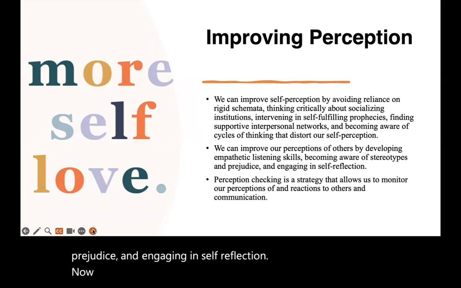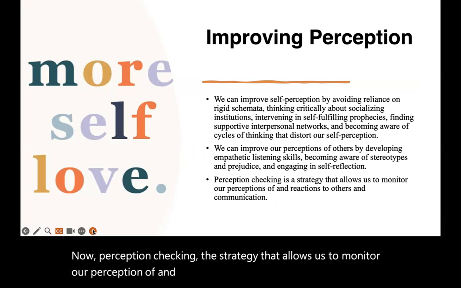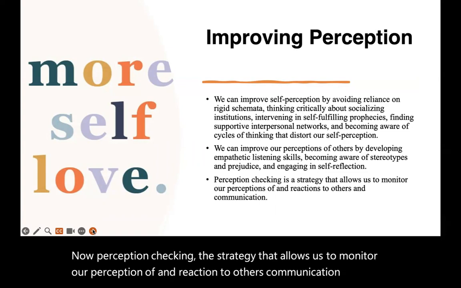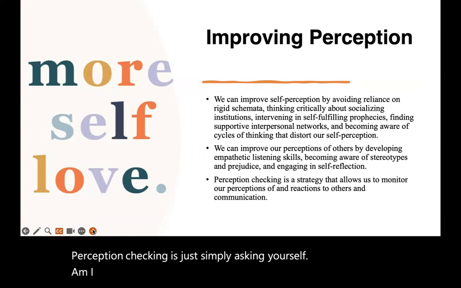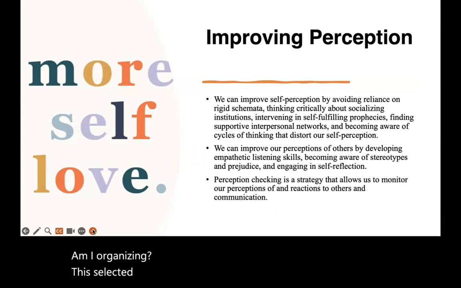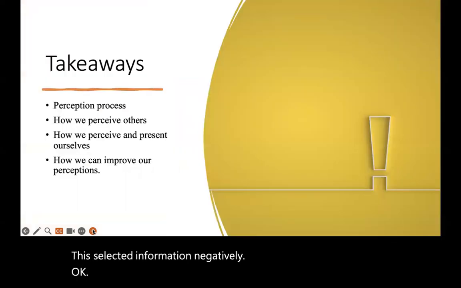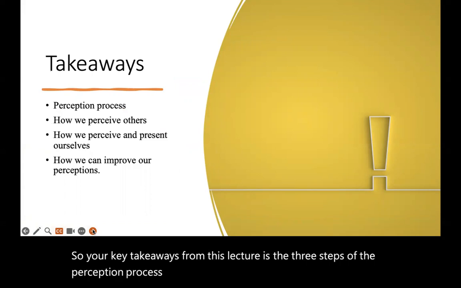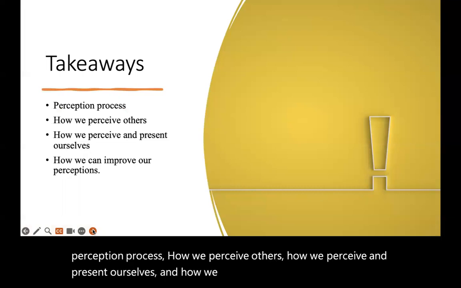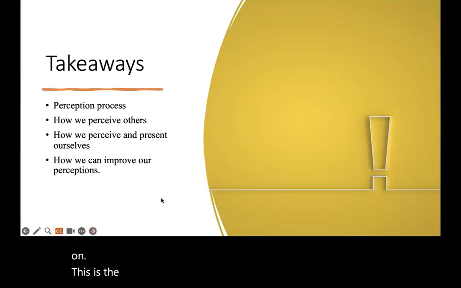Now, perception checking is a strategy that allows us to monitor our perception of and reaction to others' communication. Perception checking is just simply asking yourself, am I organizing this selected information negatively? Okay. So your key takeaways from this lecture are the 3 steps of the perception process: how we perceive others, how we perceive and present ourselves, and how we can improve our perception later on.